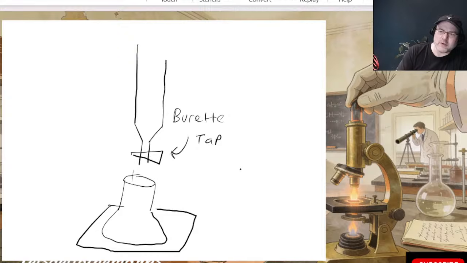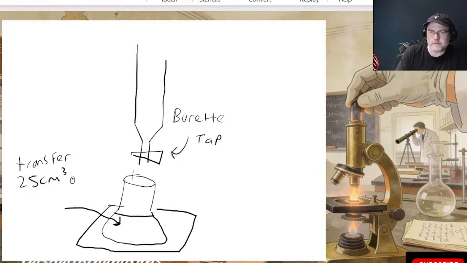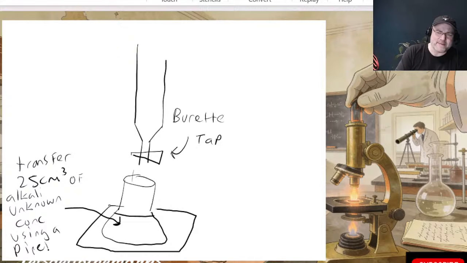And what you're going to do, you're going to put your unknown. I always put the unknown in there, but it doesn't really matter which one you do. So you're going to transfer to here, and this is key, 25 centimeters cubed of, I'm going to say alkali, unknown, that's my one of unknown concentration. I'm going to transfer that, and here's the key: using a pipette.